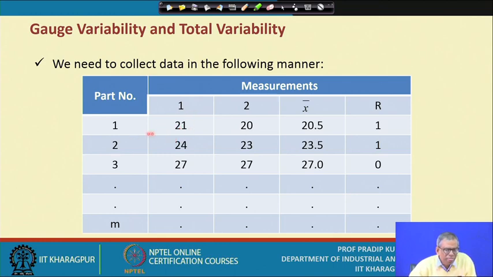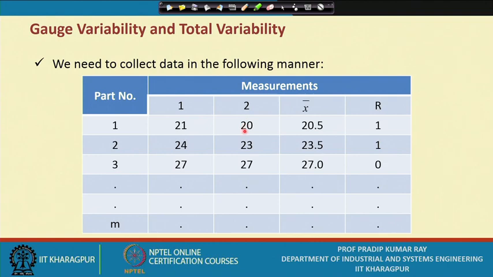What do you try to do? You use the measuring instrument and you measure the same dimension twice. And we are assuming that these two measurements are independent. That means no way you are influenced by the previous measurement. So the part number 1 you measure twice. The first time you get 21, whatever may be the units of measurement. The next time, when you measure with the same instrument, you get a value of 20.